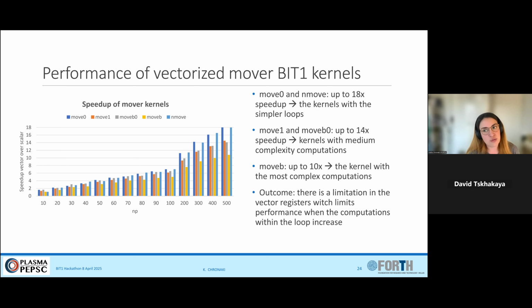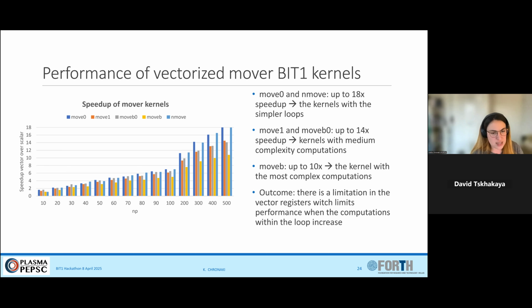They reach up to 14 times speed up, a bit lower than move0 and then move. These have a bit more computations, a bit more complexity inside the loop. And finally is MoveB, which reaches up to 10 times faster execution. And this is the kernel that has the most complex computations.